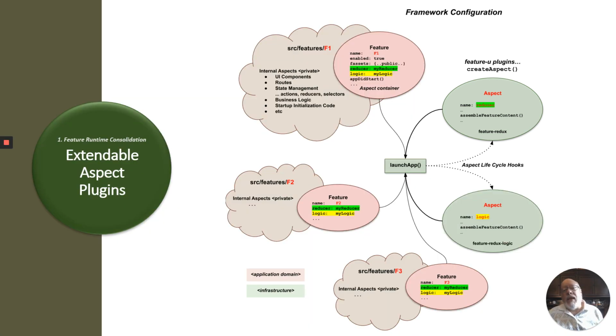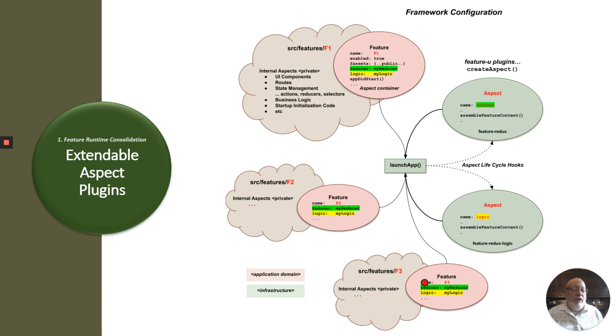So you can actually create an aspect with the create aspect feature U function. But again, typically you're not going to need that because hopefully you can find this plugin aspect already prepackaged in NPM. This one happens to be a feature-redux package. And basically it's an integration between the Redux State Manager and feature U. So you can see here that the name of this aspect is reducer. That actually extends the feature object to allow reducer properties.